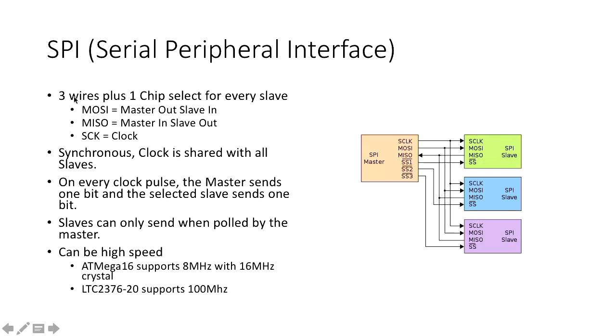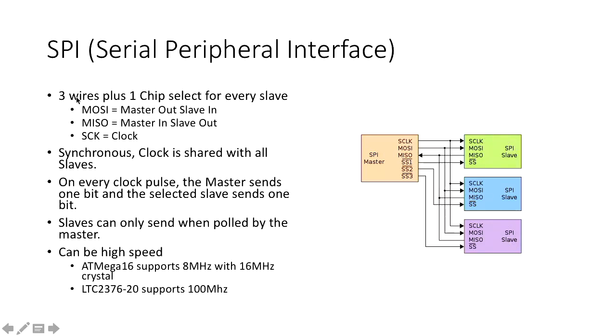SPI, serial peripheral interface, has 3 wires plus 1 chip select. So 3 wires means when you have a master, which will be a microcontroller, you are connecting to maybe 3 different places. One may be some sensor, another an SD card, and this may be a display. So you can connect your microcontroller to a display, an SD card, maybe something else here.